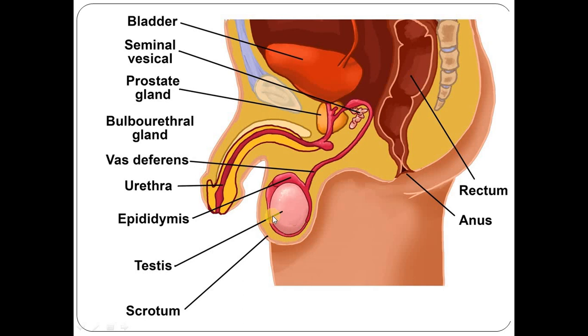Now what happens is that, when the baby is in the mother's womb and it is in the embryonic stage, at that time the testis remains inside the abdomen. But before the time of birth, the testis will descend down from the abdomen into this sac-like structure, that is your scrotum. They will descend down before birth.